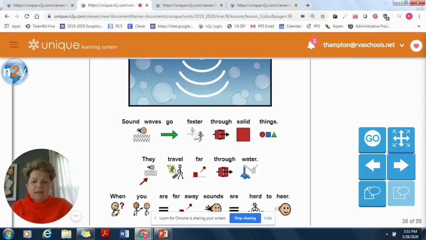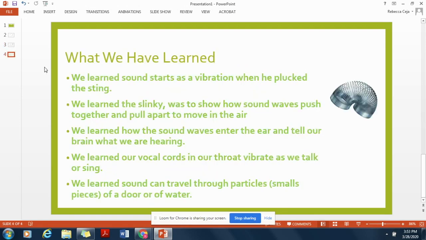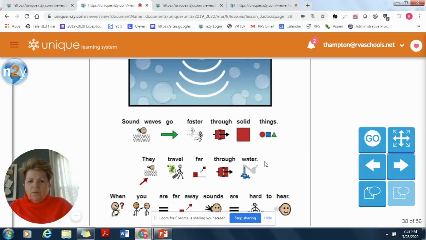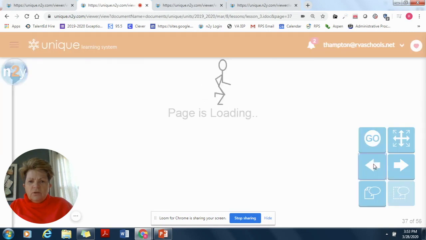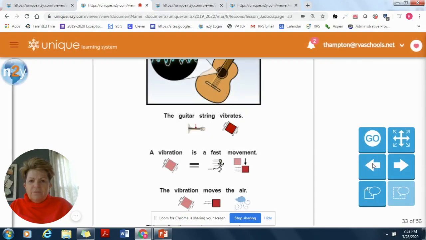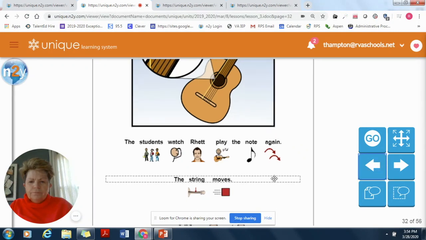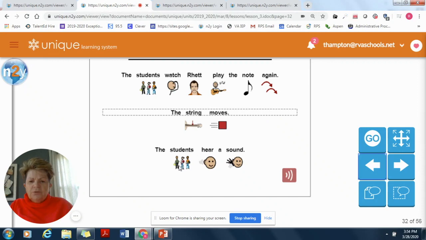So let's go back to our KWL and let's see, what did we learn? We learned that sound starts a vibration when he plucked the string. So back in our story, where he was starting to play the guitar, we saw that that was about the vibrations of the strings, right? The strings started to move and the students could hear the sound.